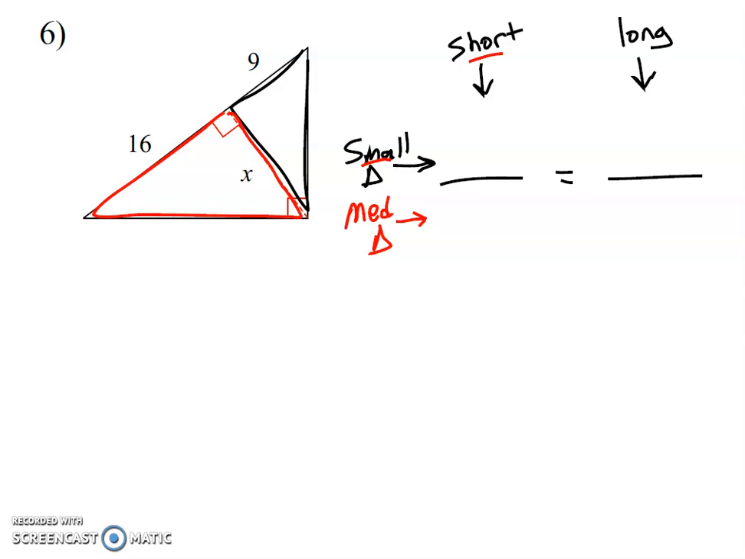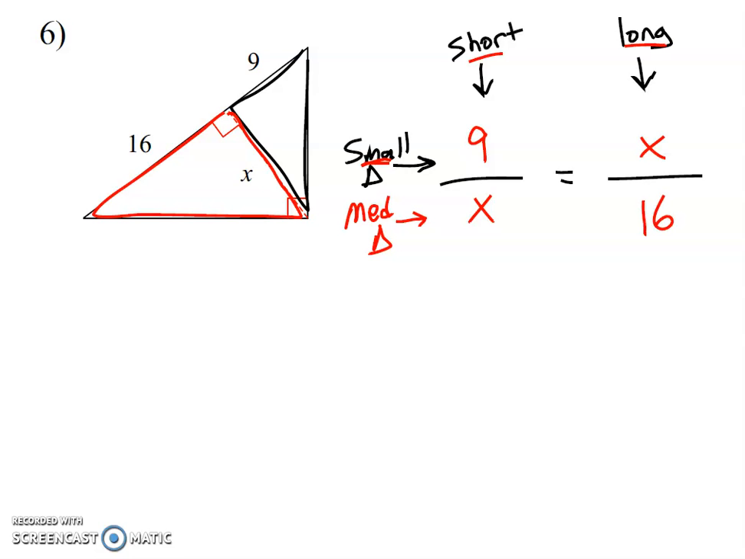So if I'm first of all looking at the small triangle, which is highlighted in black, and the short leg of that small triangle, that's the value 9. If I look at the small triangle and look at the long leg, it's marked as x. And now I'll go to the denominators to identify parts of the medium triangle. The medium triangle's short leg is x, and the medium triangle's long leg is 16.